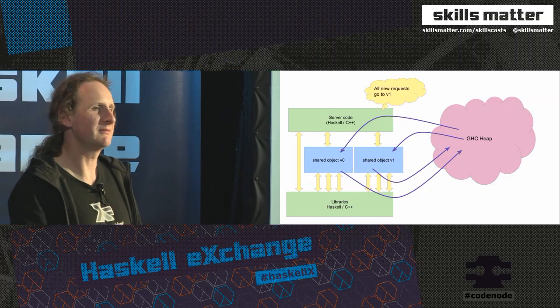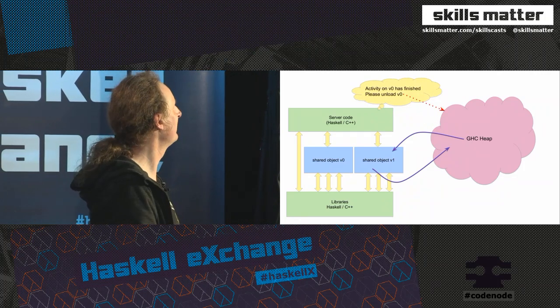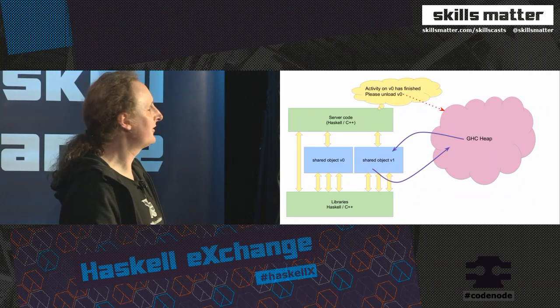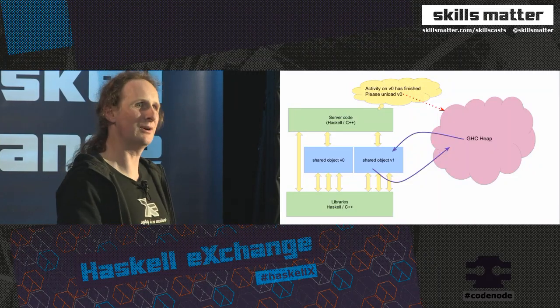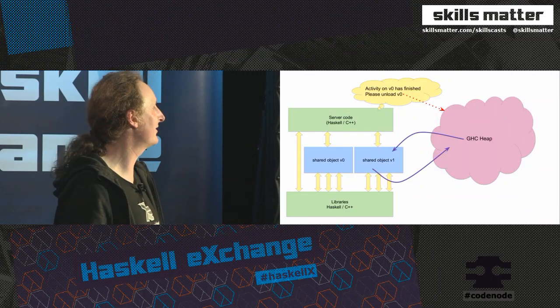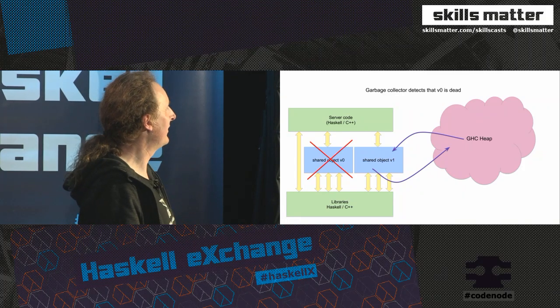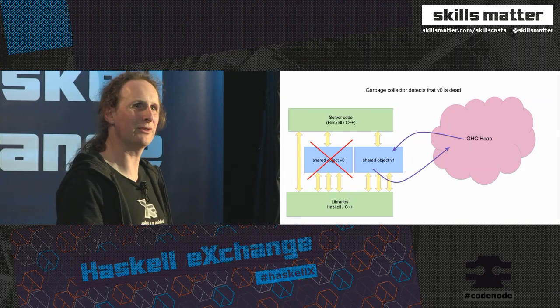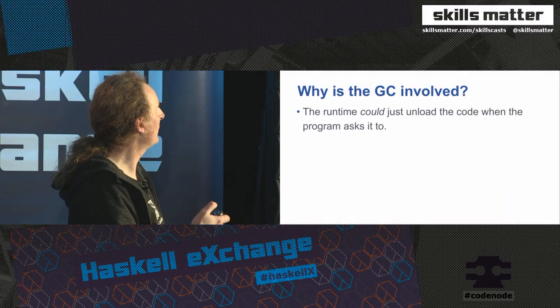So now v1 is in memory. The server says, all the requests should go to v1 from now on. And eventually, the requests drain on v0. And the server says, I'm finished with v0 now. No more requests are running. You can go ahead and unload it if you want to. And the garbage collector looks at the heap, and says, there are no more pointers into this object, so I can unload it. That's what should happen.